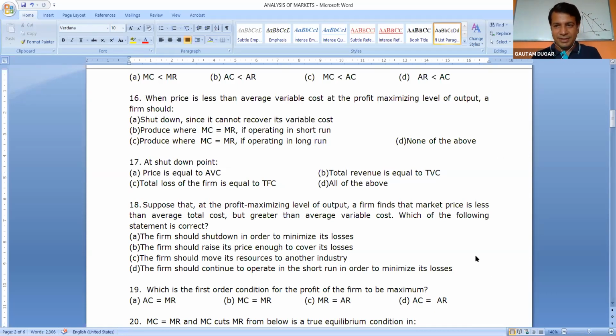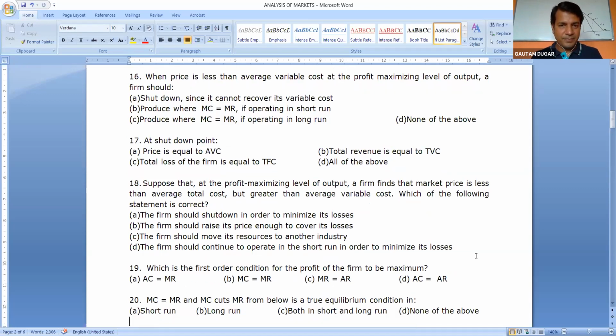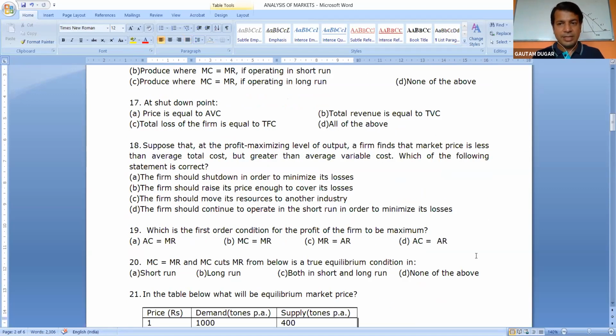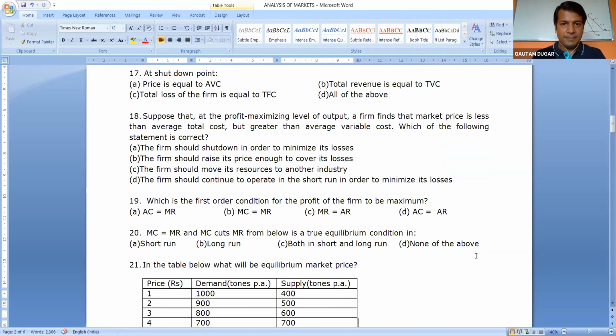So answer is D. That's right. Yeah, 17 was D. 18.